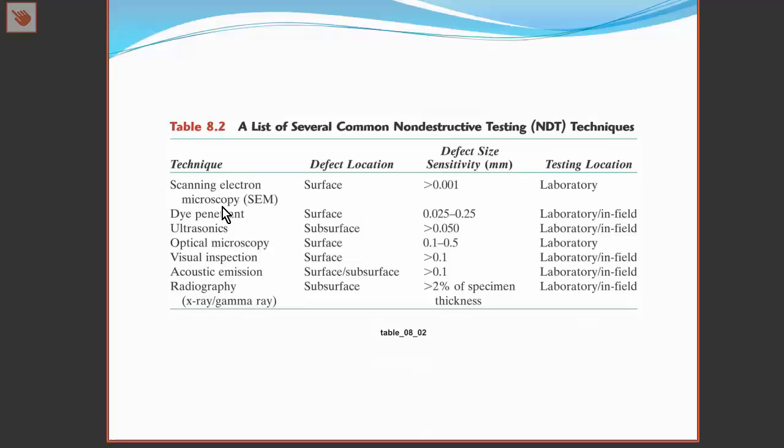So there are different techniques here. We've got scanning electron microscopy. This is a very sensitive technique, but it can only be used for relatively small samples that will fit into the microscope. Dye penetrant is a technique that relies on spraying the surface of a material with a dye that penetrates into the cracks. We then wipe off the excess and use a UV light to detect where the dye was trapped. We can use ultrasonic detection to find subsurface cracks up to 0.05 millimeters. Optical microscopy can be used, but it is obviously very difficult for large areas. Visual inspection works for cracks greater than 0.1 of a millimeter. Acoustic emission and X-ray radiography can work in certain cases.